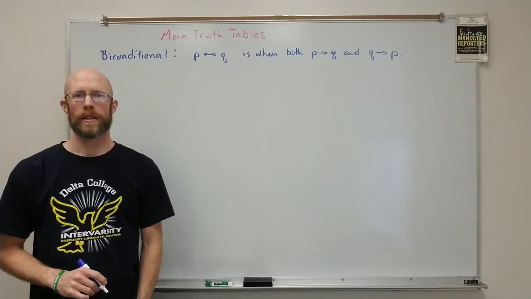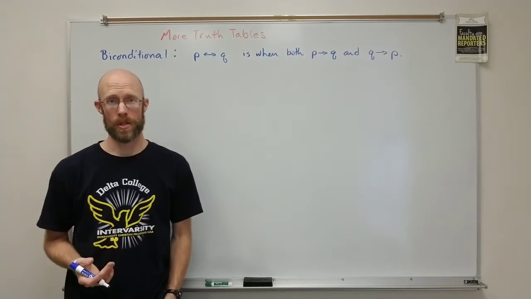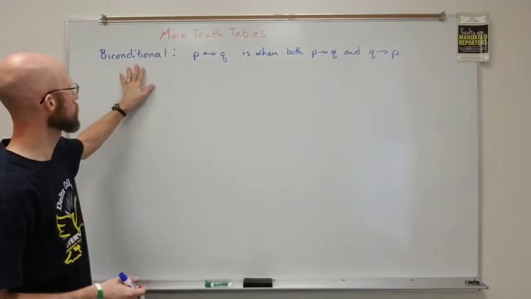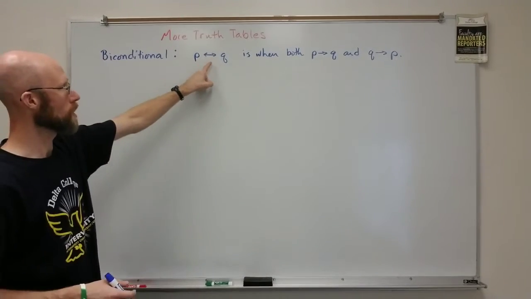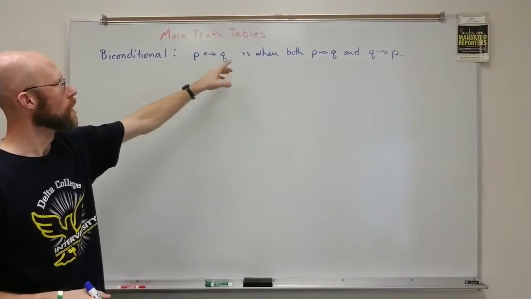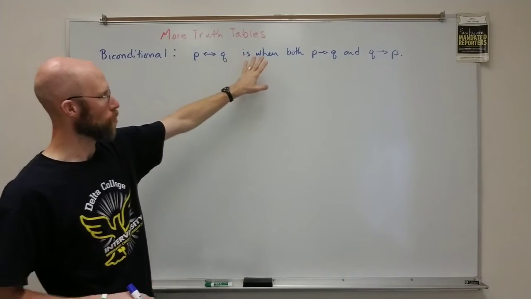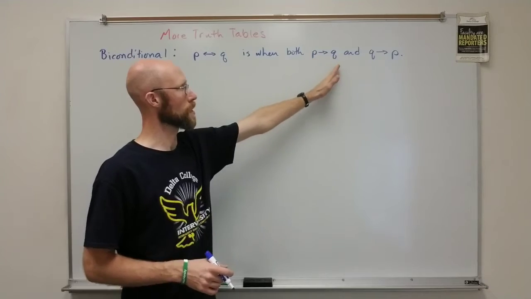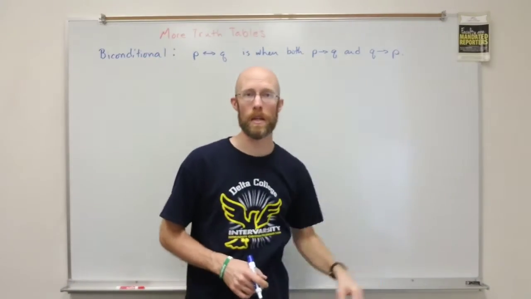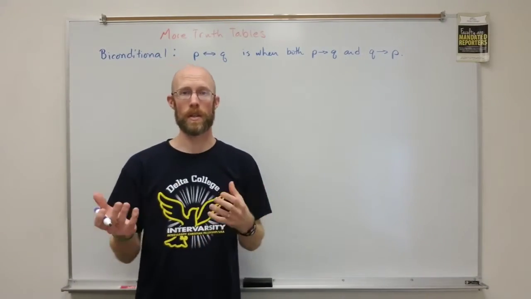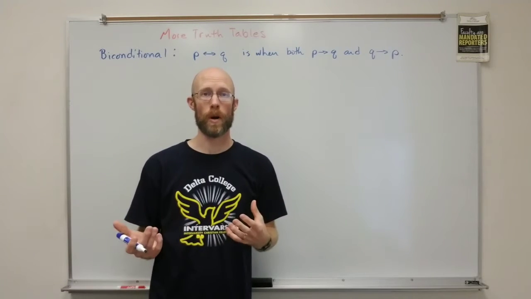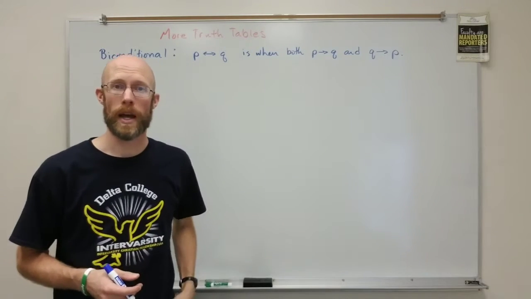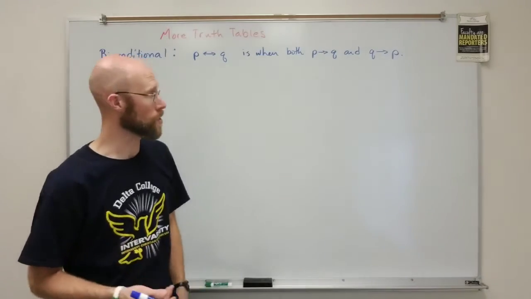Finally, we're going to look at the truth tables for biconditional statements. Now remember that biconditional statements, we say that P if and only if Q. A biconditional statement is when both if P then Q and if Q then P occur. So you have the conditional going both ways. So let's see what happens to a truth table when that's the case.